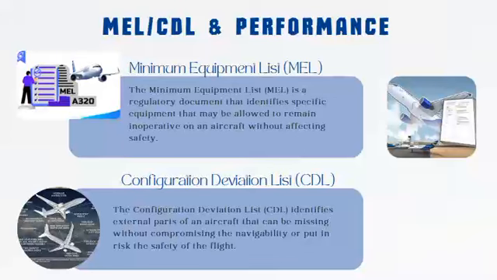MEL and CDL performance. Minimum Equipment List, MEL. The Minimum Equipment List is a regulatory document that identifies specific equipment that may be allowed to remain inoperative on an aircraft without affecting safety. Customized for each aircraft type, the MEL provides guidance on which systems, instruments, and equipment can be deferred if they aren't essential for safe operation under certain conditions.